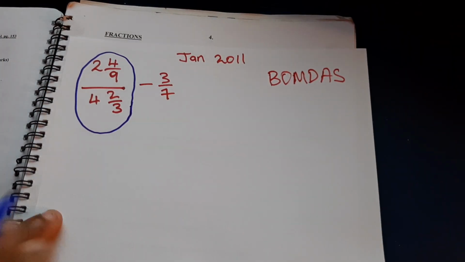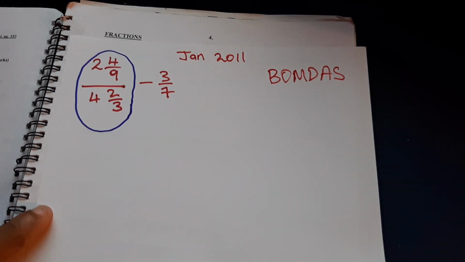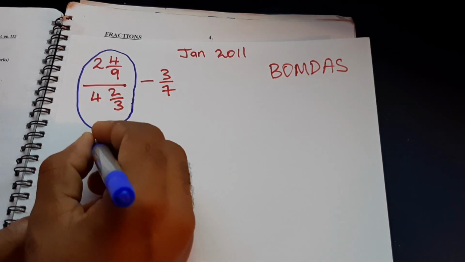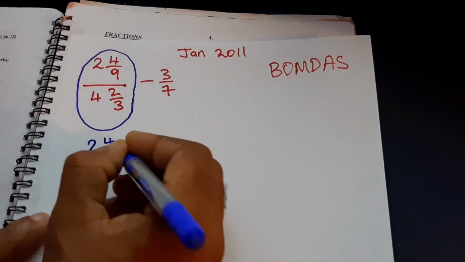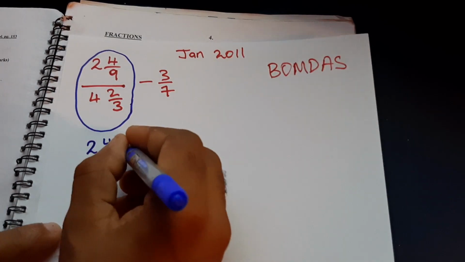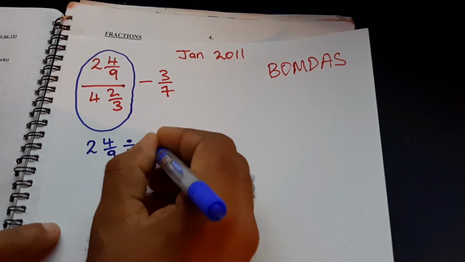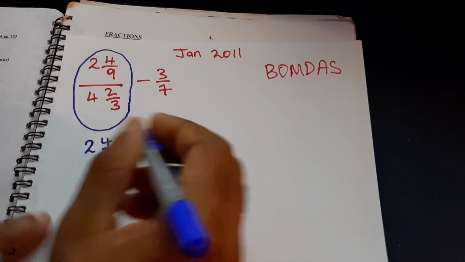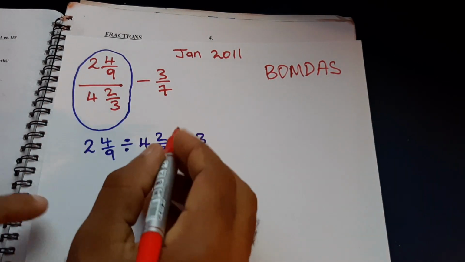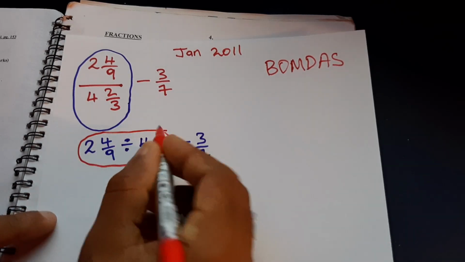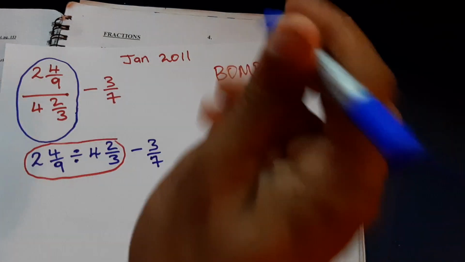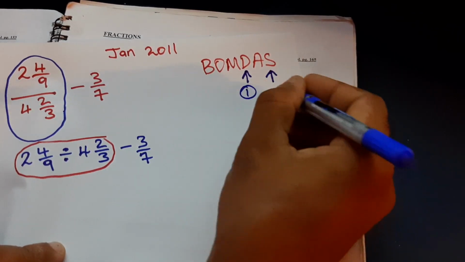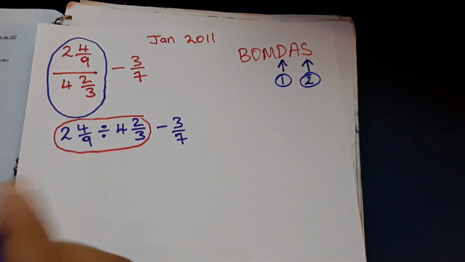So what I'm going to do, I'm going to rewrite it. I'm going to manipulate this question. Manipulate means to change it to the way I'm familiar with it. So I'm going to rewrite it as 2 and 4 over 9, put the regular division sign that I'm used to, 4 and 2 over 3 minus 3 over 7. But remember, I'm going to solve which section first? I'm going to have to solve the division section first. Then I move on to the subtraction afterwards. So solve this first, then solve this afterwards in this particular question.